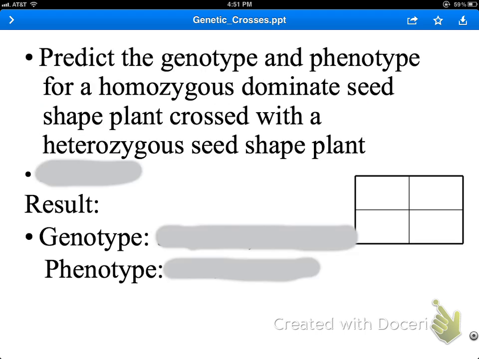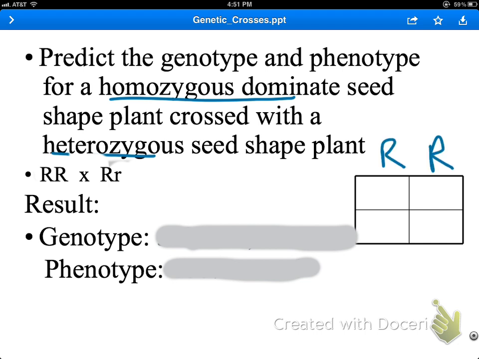Let's predict the genotype for another example, where we have a homozygous dominant. So since we know it's homozygous dominant, it's going to be 2 capital R's. And we're going to cross it with a plant that is heterozygous. And if you recall from our lesson, heterozygous means a capital R and lowercase r. So we're going to do a Punnett square over here on the side. Almost done. Bring these R's down, and here we have our results.